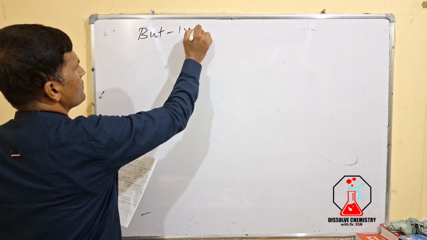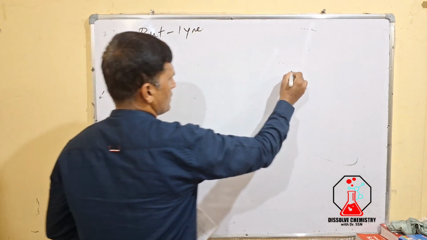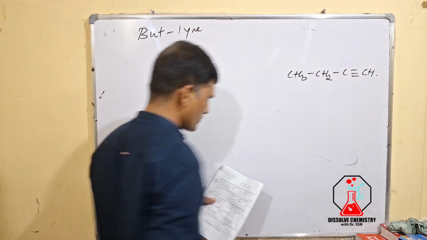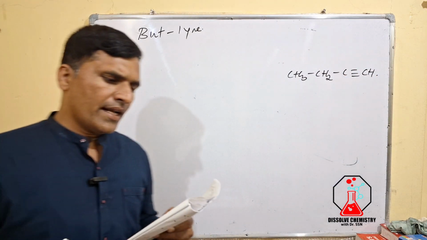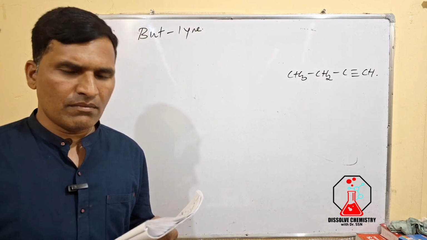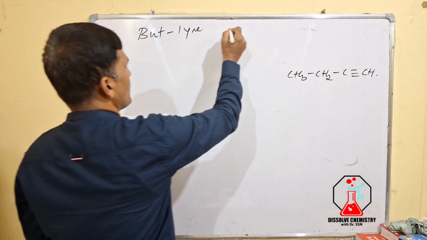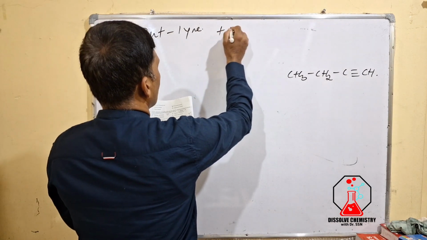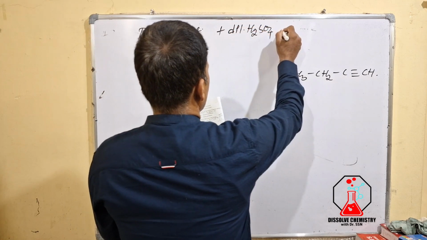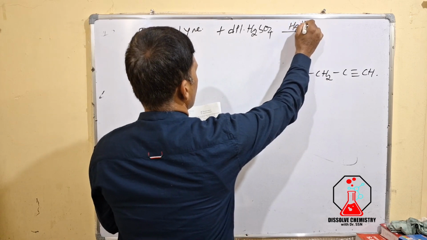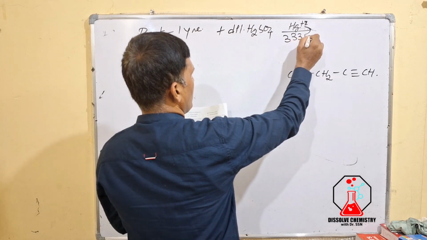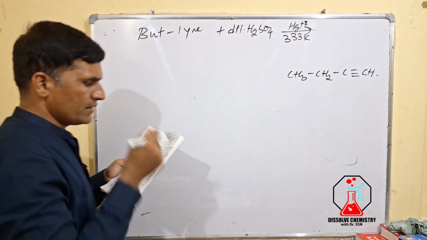But-1-yne. I will write the structure. CH3CH2C triple bond CH. On reaction with dilute sulfuric acid in presence of Hg2+ ions at 333 Kelvin, what is your product? It is being asked.